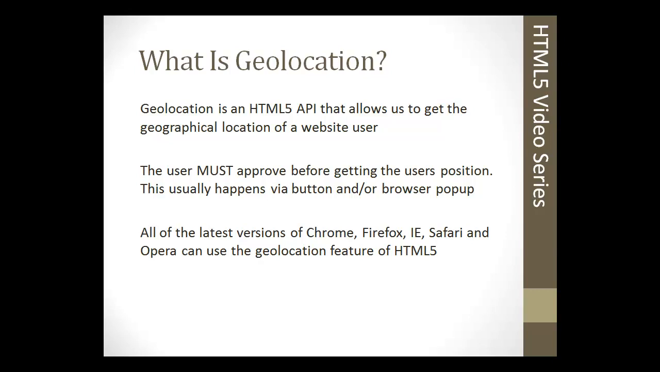Now this could compromise user privacy, so they need to get approved. The user needs to approve the website or the app to get and track the user's location. All of the latest versions of all our major browsers have support for geolocation.